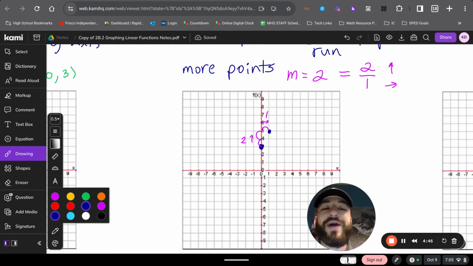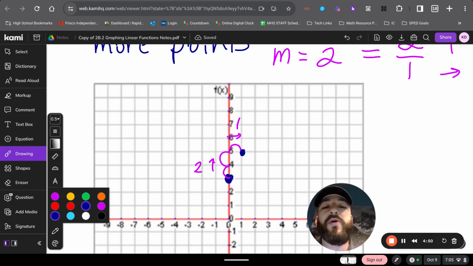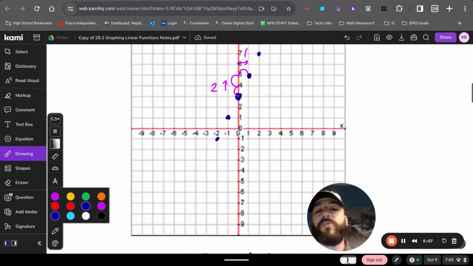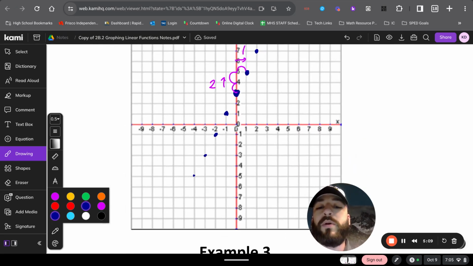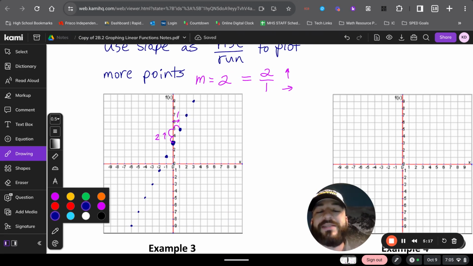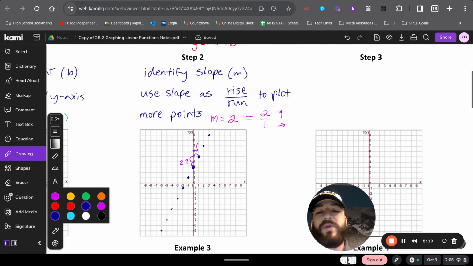And if I wanted to, I could continue and repeat that slope to get some more points. So up 2 and over 1 again would give me another point. Up 2, over 1, another point. Okay, and then once you have the idea of the pattern, you can actually do the same thing in reverse. So in this case, down 2 and to the left by 1, down 2 and to the left by 1, and it's just going to repeat that pattern all the way through. And we have a nice good set of points to be able to use for our step 3.